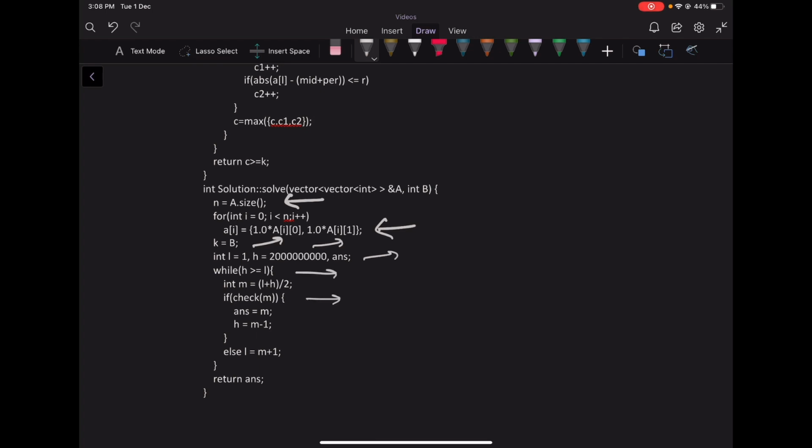We'll check if m can be our answer. If m can be our answer, we'll assign answer as m, and then we'll look for smaller answers by assigning high as m minus 1. Otherwise, we'll look for higher answers by setting L as m plus 1, and we'll return the answer. Now the main part, checking.